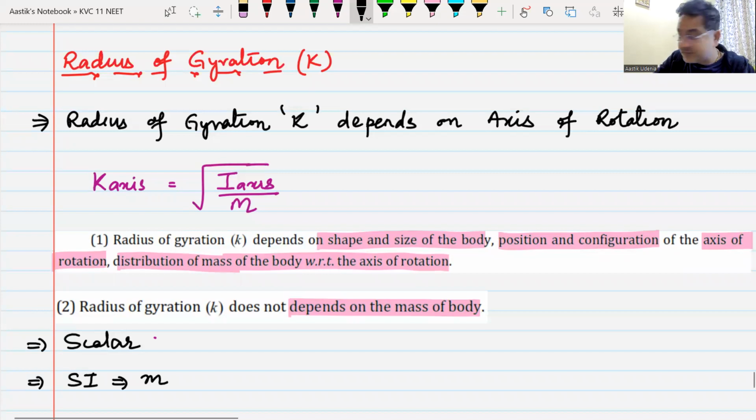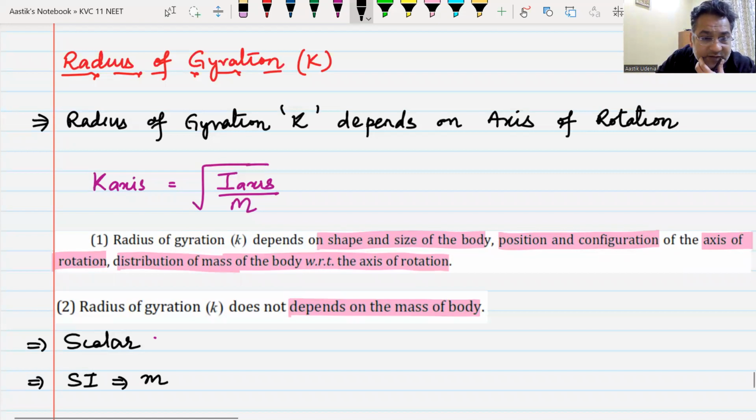Okay, then let us move ahead to the next topic. The next thing that we have to understand is moment of inertia of a system of particles. If I have more than one particle, more than one mass, how will I find out the moment of inertia of more than one mass?